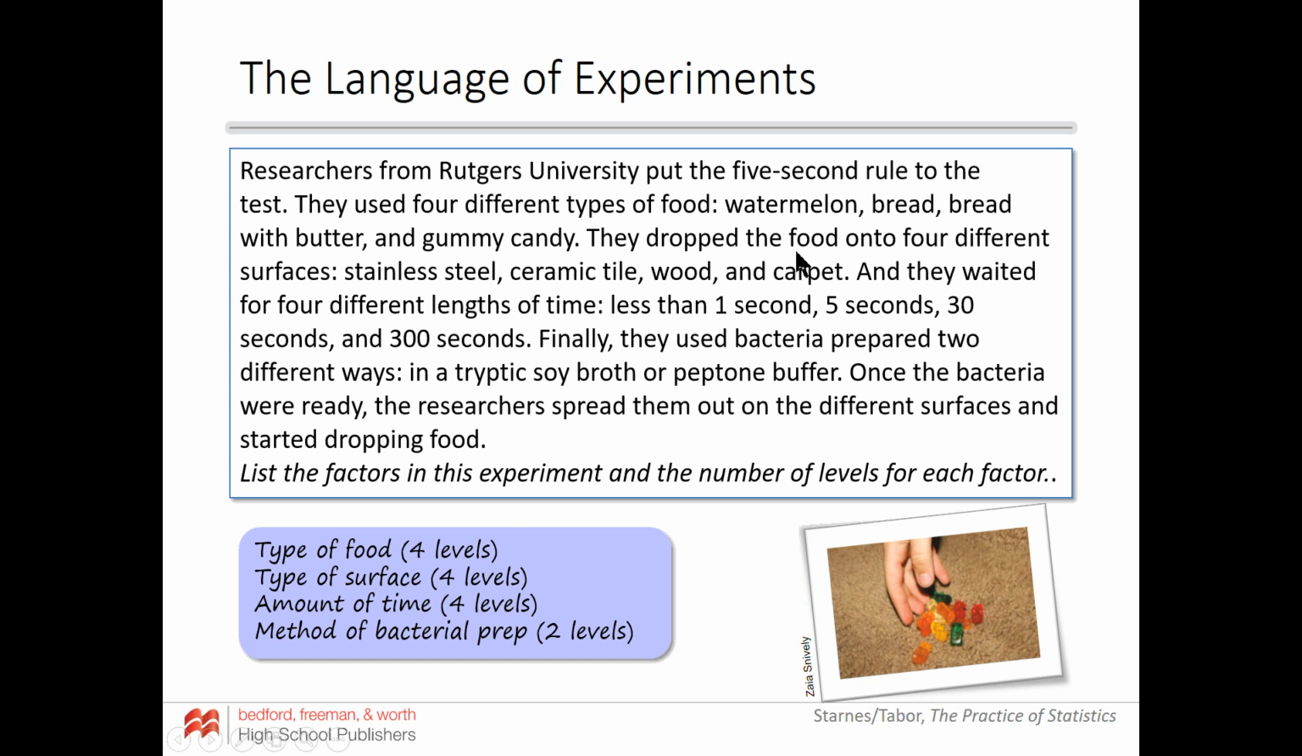But then I have other factors as well. So other explanatory variables, the 4 different surfaces. So the type of surface, I have 4 levels of that factor. And then I have the amount of time, which is a whole other factor. I have 4 levels of that as well, because less than a second, 5 seconds, 30 seconds, 300. And then the method of bacterial prep, 2 levels. It's either this tryptic soy broth, or peptone buffer, right? So there's my factors, 1, 2, 3, 4, and the number of levels of each.